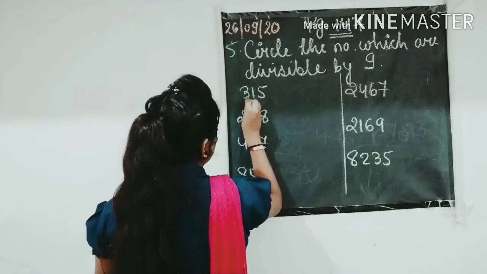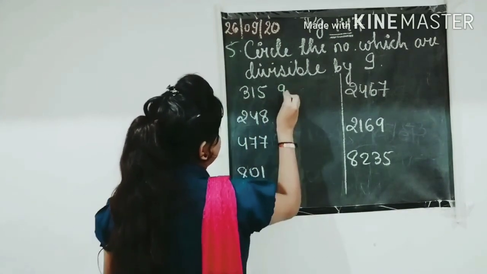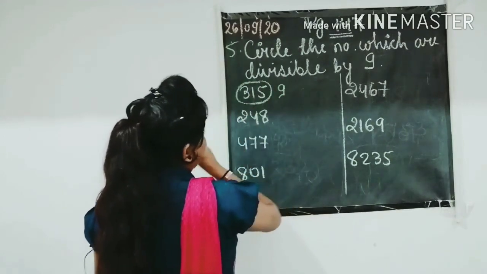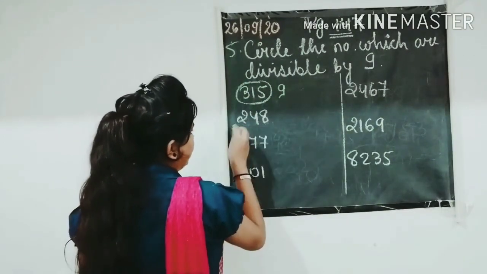315. 5 plus 1 is 6. 6 plus 3 is 9. That means 315 is divisible by 9. So circle the number. Next number, 248.